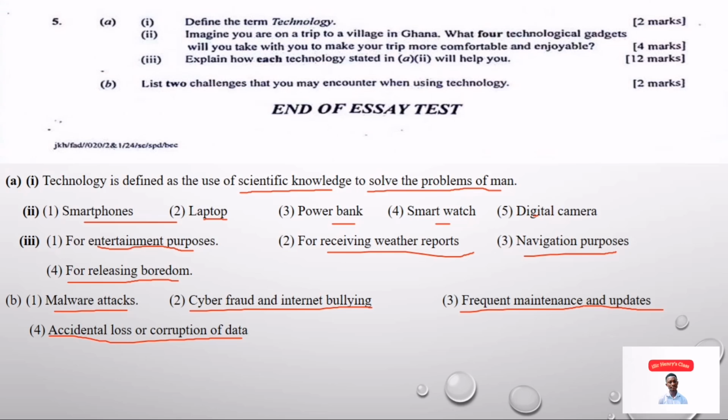There is what we call malware attack, that is virus attack, spyware attack, etc. Cyber fraud and internet bullying. You can be bullied by people on the internet. Frequent maintenance and updates. You'll be asked to make updates and maintain, and that is cost involved. And finally, accidental loss of data or corruption of data. Your data can be corrupted and you might lose all those sensitive data.